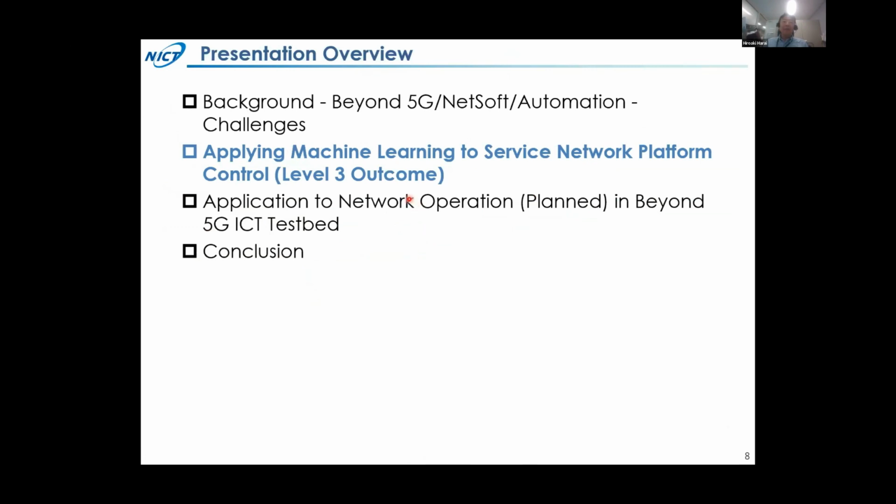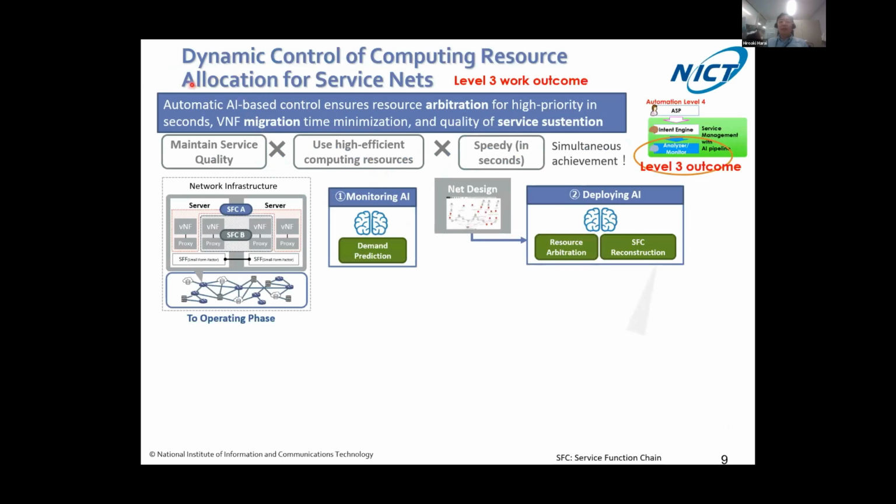So I talk about machine learning application. This slide shows the overview of dynamic control of computing resource allocation for service networks. We should maintain quality of services. For this purpose, we should use computing resources highly efficiently. Speedy resource adjustment is also needed, so judgment should be made in seconds. We achieve these simultaneously. That's why we study automatic AI-based control.